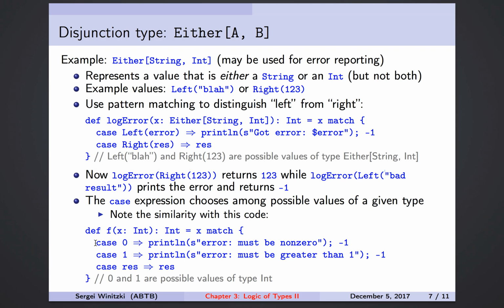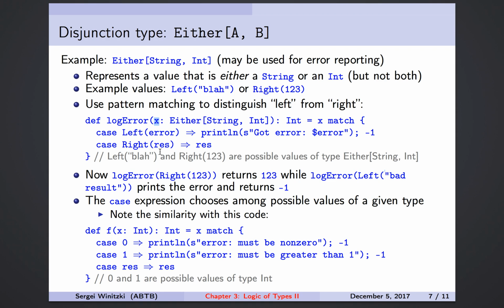And so just to note the similarity between this code and this code, the case expressions in the partial function enumerate possible values of the function. And so here also, I'm not limited to just writing two case lines here. Case left error, case right res. I could write anything I want, like for example, case left and then empty string instead of error here. And that will only match when x has that value, left of empty string.